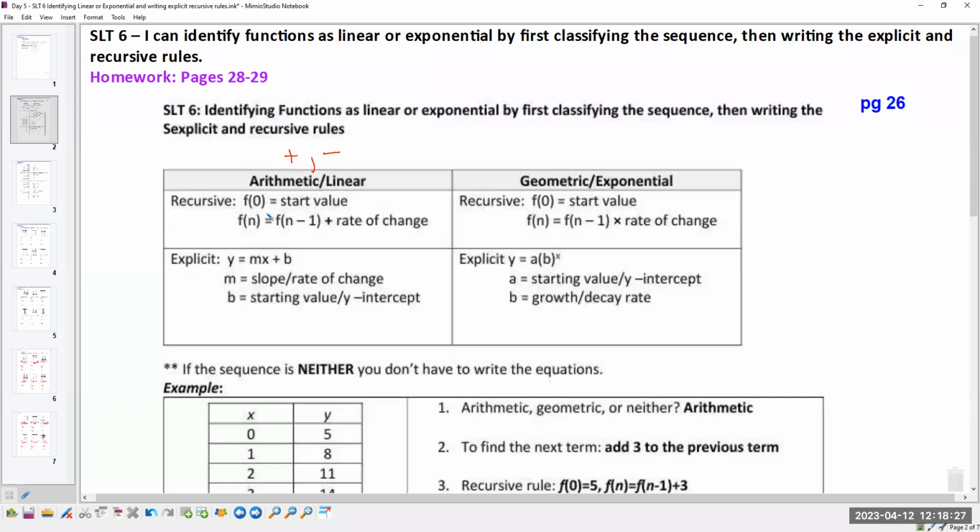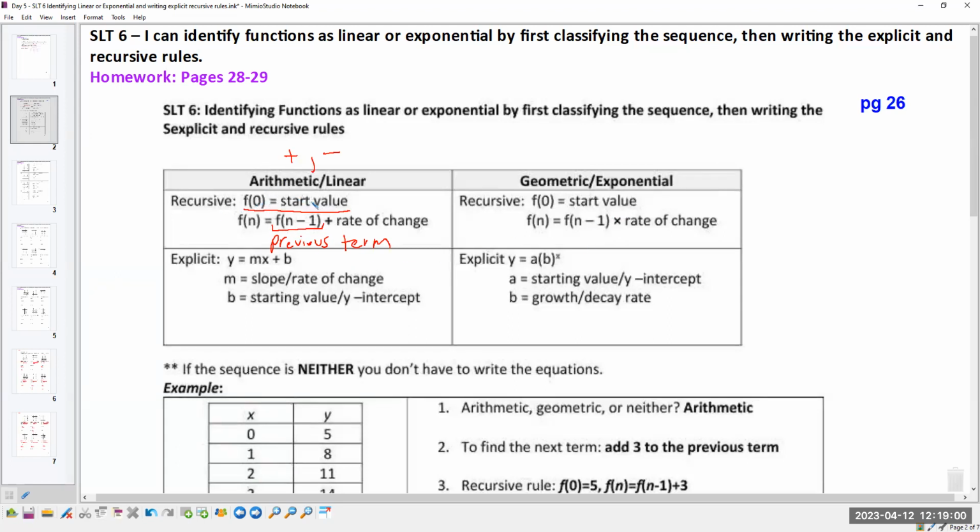If I'm writing a recursive formula or a recursive rule, I'm going to start with a starting value. Now, normally it's 0. It could be 1 or 2 or whatever. So I'm going to state my starting value. Then I'm going to say to find the nth term, I'm going to take f of n minus 1. And if you think about it, that's just the previous term. Write this down. I'm going to demonstrate this in our first example. So that's how we're going to write a recursive rule.